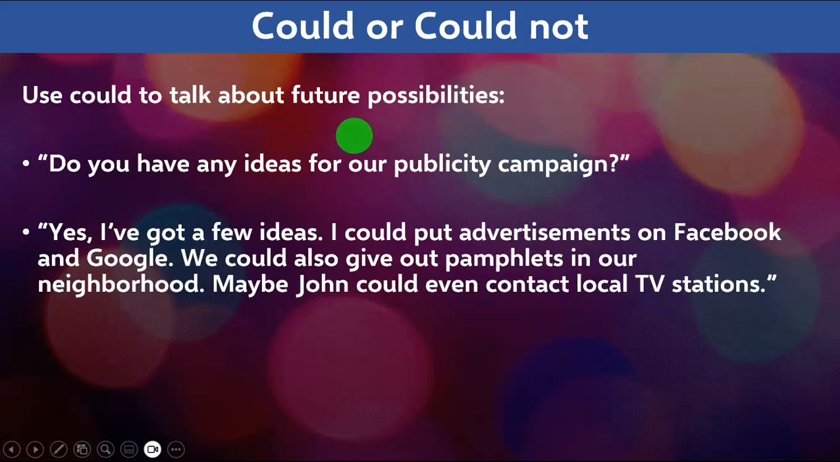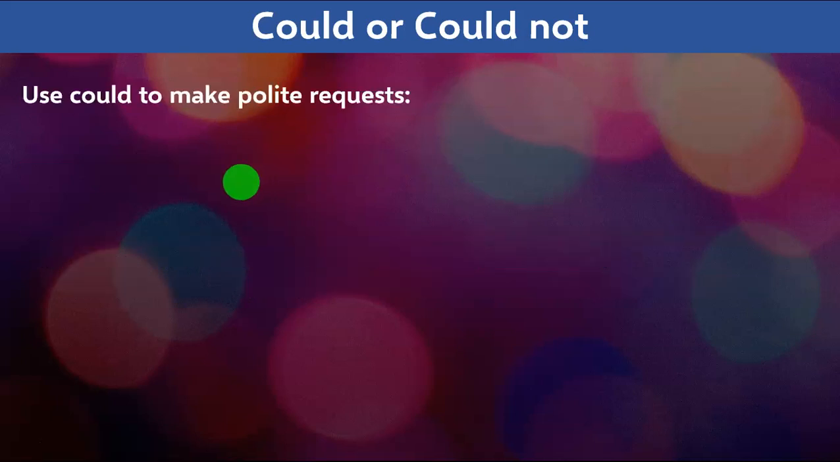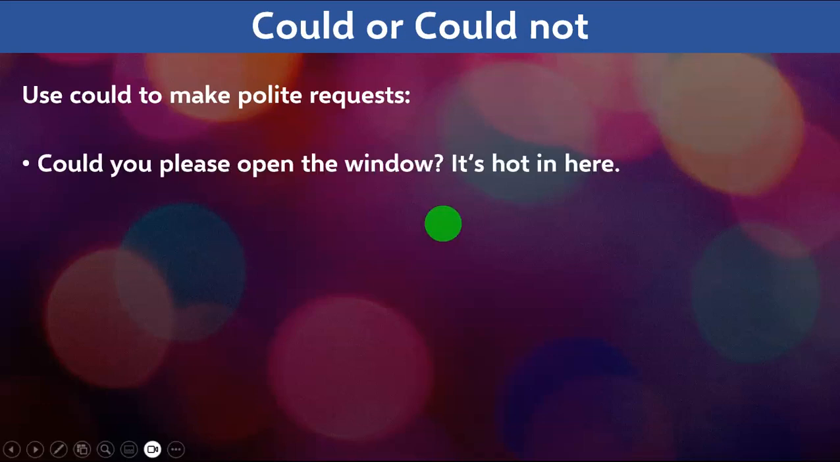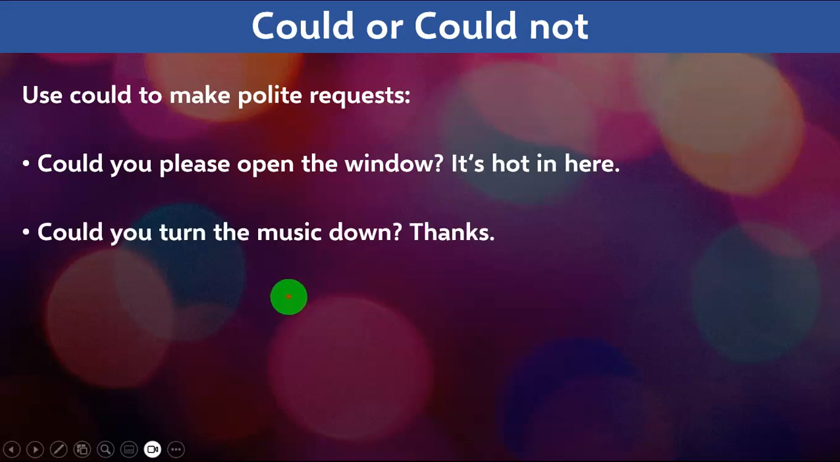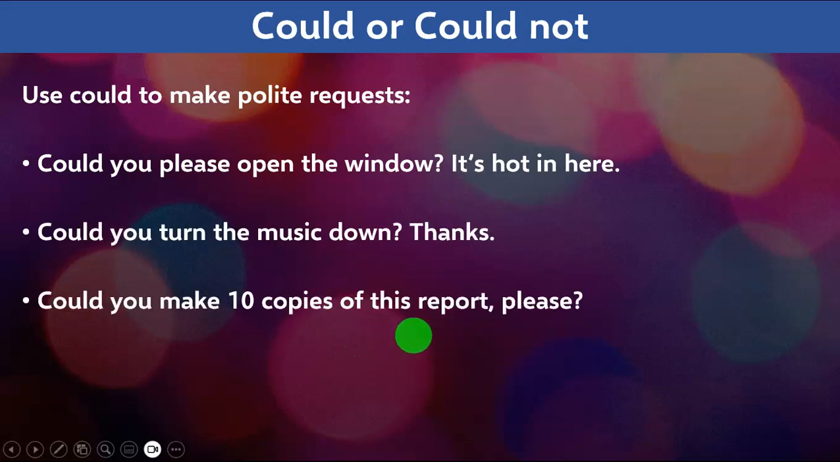That's another use of the word could. Let's move on. Use could to make polite requests. You could also use could to make polite requests. Could you please open the window? It's hot in here. Could you turn the music down? Thanks. Could you make 10 copies of this report, please?